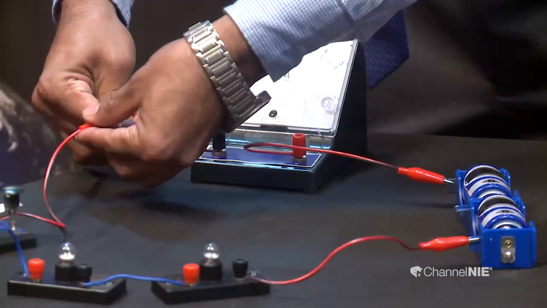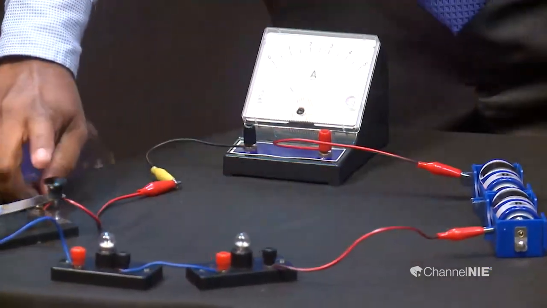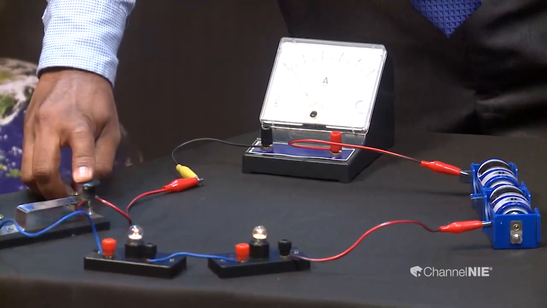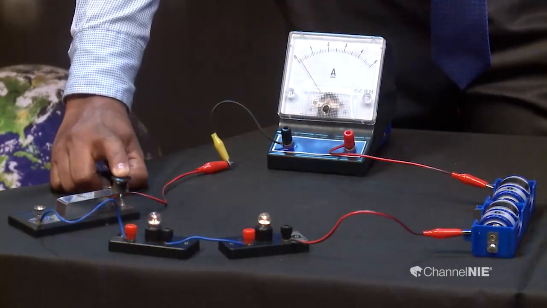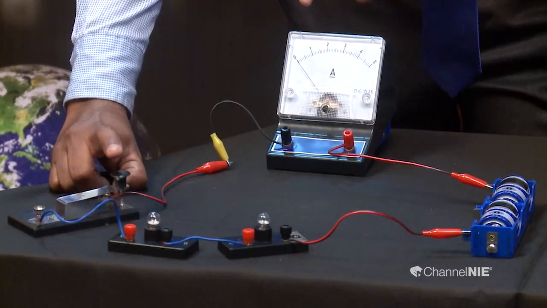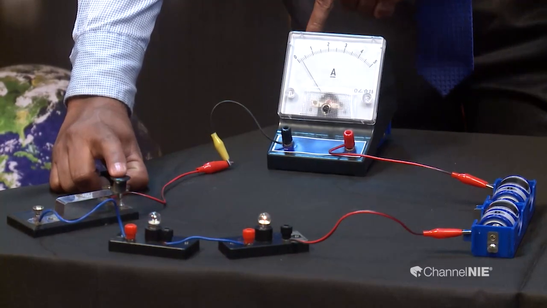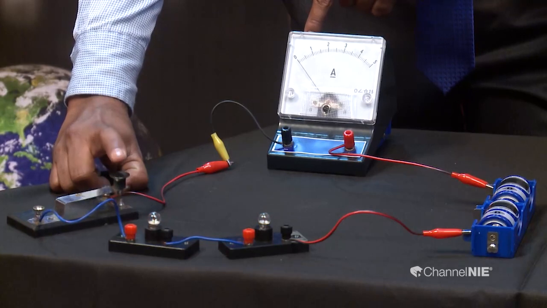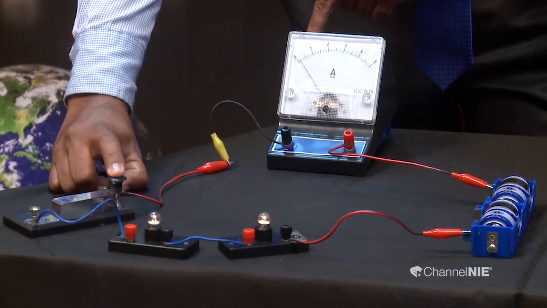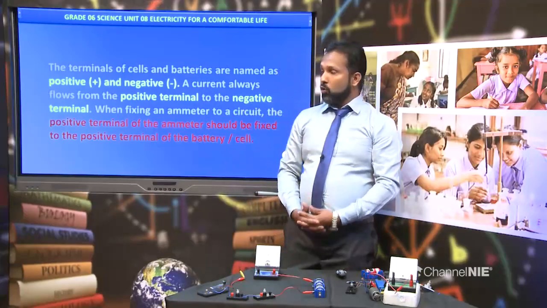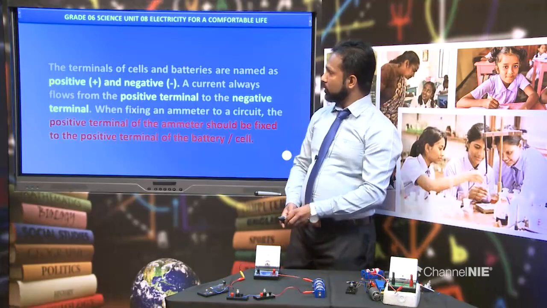Now you can watch, when tapping the circuit, bulb glows. That is due to the flow of current. At the same time, you can watch the little deflection in the indicator. Can you watch? When supplying the current, a deflection of the indicator takes place. That is how we connect an ammeter to a circuit.